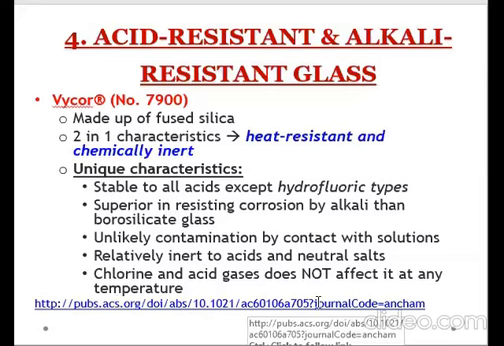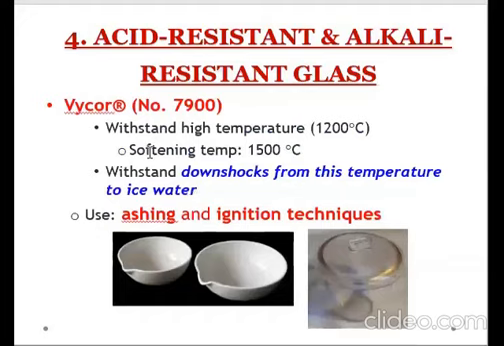Okay? So, it can also withstand high temperatures, up until 1,200 degrees Celsius. And then the moment you reach 1,500 degrees Celsius, it starts to soften up. In other words, it starts to melt. Okay? And then good thing about this one, it can actually withstand thermal shocks. No? If, for example, from 1,200 degrees Celsius, you're going to expose it to 0 degrees Celsius, it can withstand that one. Okay, so that's a good thing also about Vicor. So you can use this in ashing and ignition techniques.